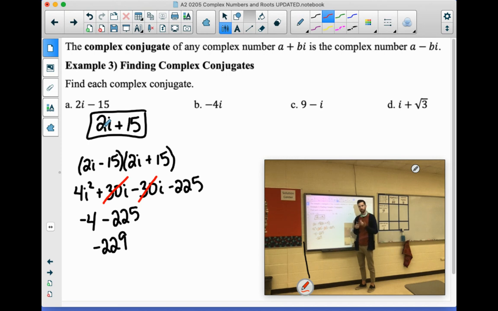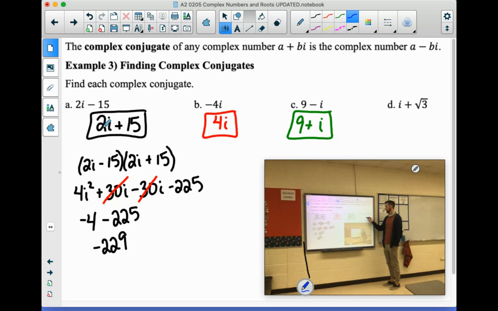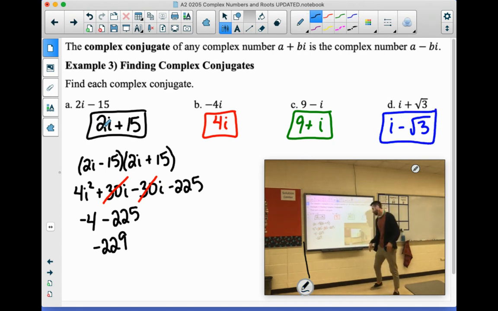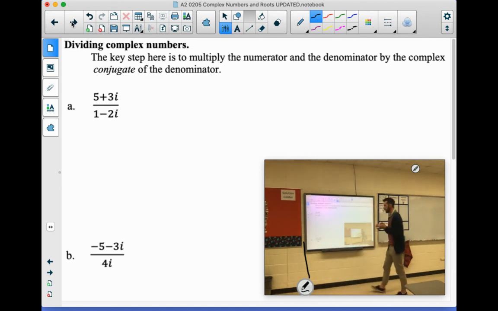B, we have negative 4i, so the complex conjugate would be positive 4i. 9 minus i, we just have to change that minus. We just make it plus. 9 plus i. And the last one, i plus the square root of 3. We make it i minus the square root of 3. And that's it. So we'll start the next problem because these ones are very complicated.